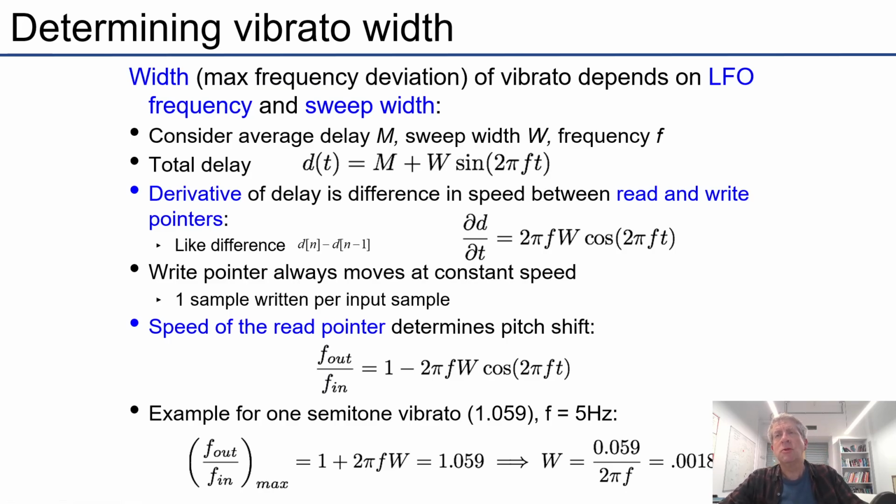The write pointer, in this case how we're putting samples down on the delay line, always moves at a constant speed, but the speed of the read pointer is what changes, and that determines the pitch shift. Here, if one looks at the derivative of the original total delay, it's still sinusoidal variation. It's just a cosine function rather than a sine function.